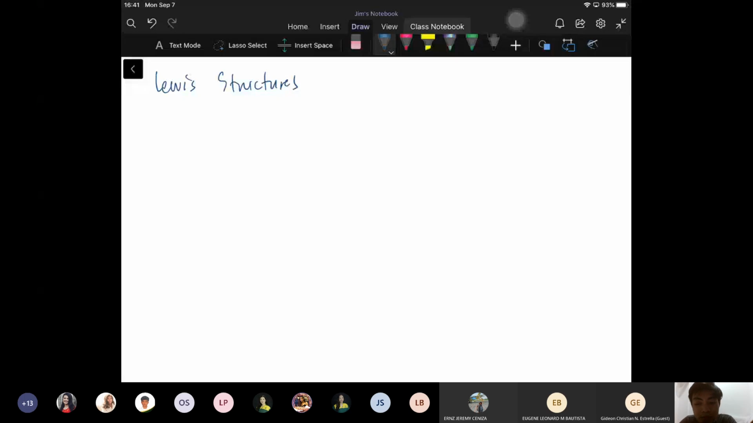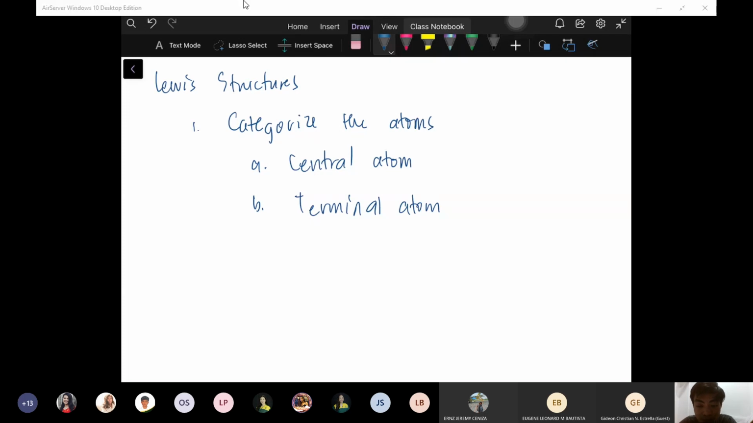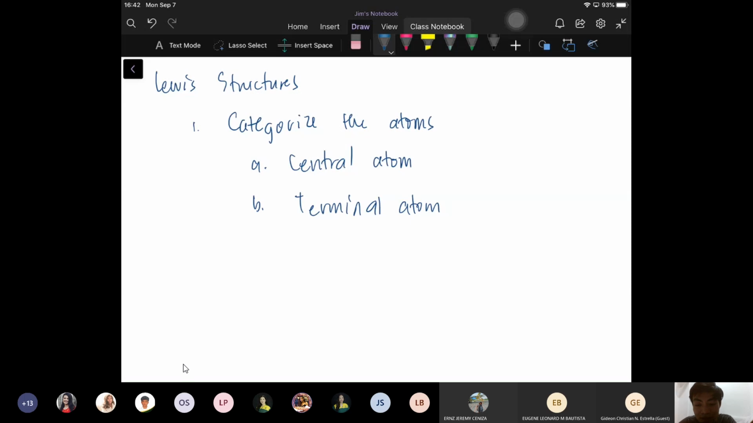Okay. So, in drawing Lewis structures, we should be able to categorize our atoms, no? When I say categorize, dalawa lang yan, no? So, we have two types of atoms kasi. Categorize the atoms. So, ano yung categories ng atom natin? So, we have the central atom and we have the terminal atom. Yung central atom, this is the atom where all your other atoms will bond into. Siya yung pagkakabitan ng ibang atoms. Because remember, if wala yung pagkakabitan, the molecule will not exist. So that means, yung kakabitan ng ibang atoms, we call that the central atom.